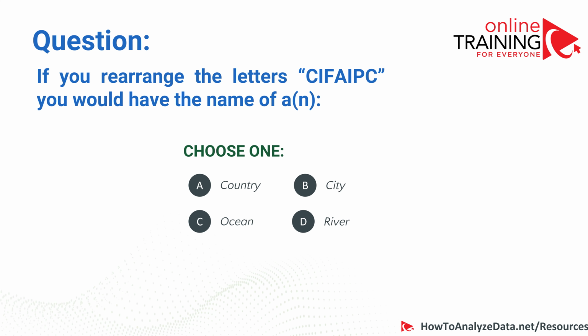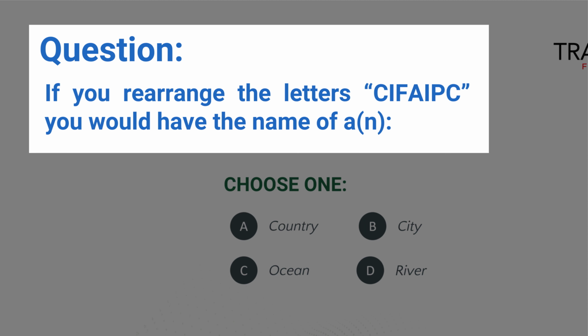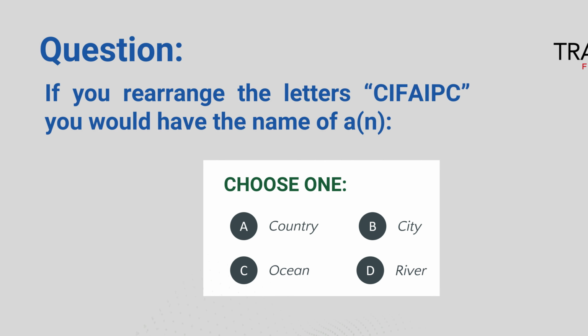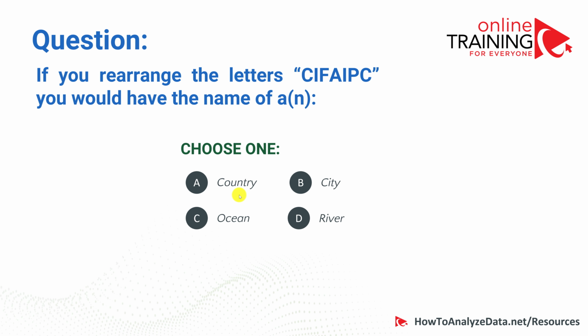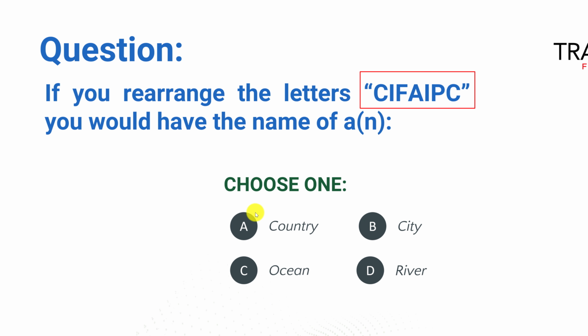Now let's look at the question which is frequently used as part of verbal reasoning, aptitude test, and psychometric tests. If you rearrange the letters CIF, AIP, C, you would have the name of, and there are 4 choices: country, city, ocean, and river. So the tricky part of this question is that these are not the final answers. You can't rearrange this set of letters to get to the country. You can't rearrange it to get to the ocean. It is a country name that would be a result of this rearrangement, or ocean name, or city name, or river name. So let's see if you can get this one correctly.